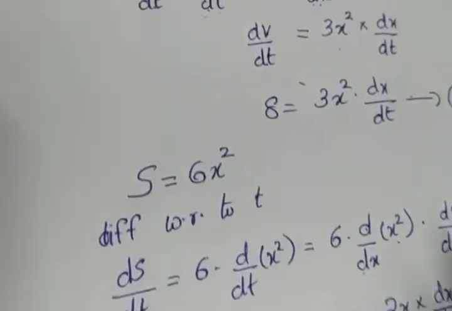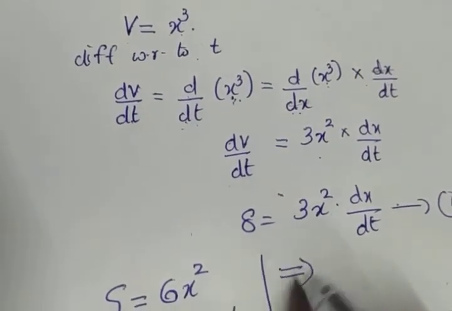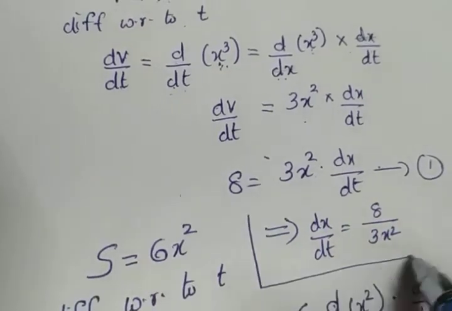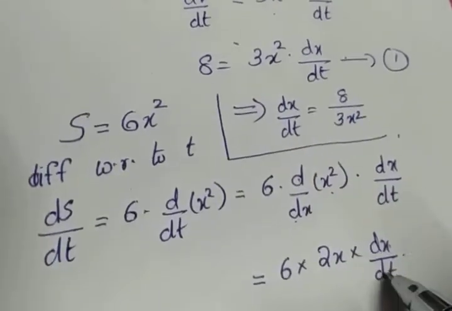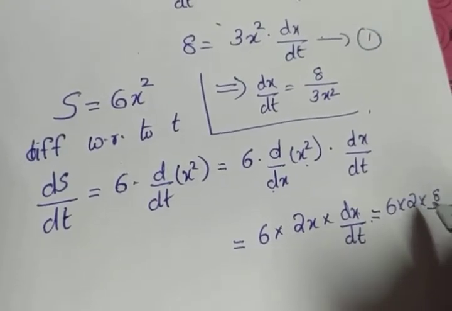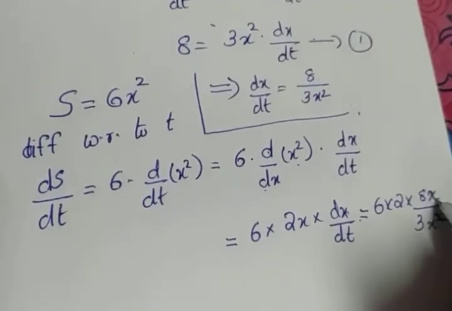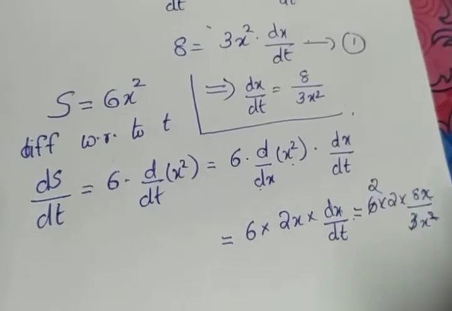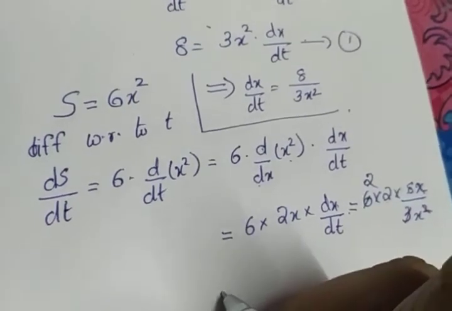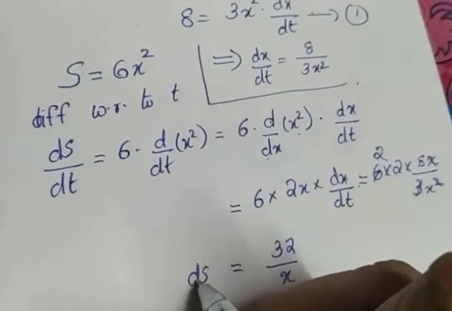Okay, and what is dx by dt we got from equation number 1. If I want to find dx by dt, it is very easy. From here what I am getting as dx by dt, dx by dt will be 8 divided by 3x square. So substitute the value of dx by dt here as 8 divided by 3x square. So what we get is 6 into 2x into 8, and at the last I am writing 3x square. So what happens? 1x gets cancelled. 3 and 6 get cancelled, giving you 2. So 8 into 2 is 16. 16 into 2 gives you 32. 32 divided by x. What is the value? ds by dt.